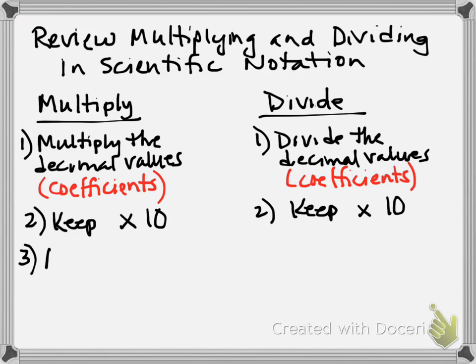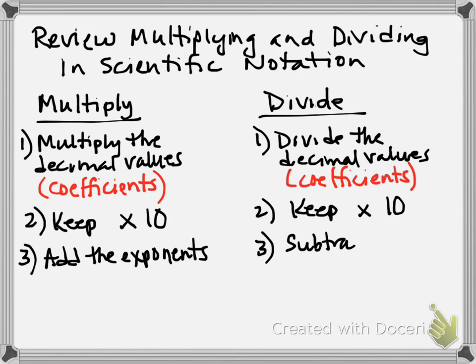With multiplying, you're going to add the exponents, because that's what the product rule tells us to do. And then the quotient rule tells us you're going to subtract the exponents. So the processes are pretty similar. The only thing that you have to watch out for is the actual operations that you're doing. Most of you seem to be better at multiplication than you are with division. And so that's just something that you are going to have to go back and practice.